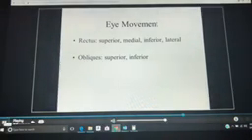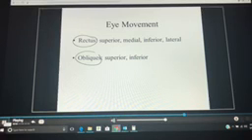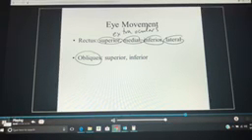Now let's go into eye movement. Here are the muscles with regards to the movement of the eyeball. These are also known as your extraoculars, outside of the eyeball. You have 4 rectus muscles: superior, medial, inferior, and lateral. Then you have your obliques. You only have 2 of them: superior and inferior oblique.